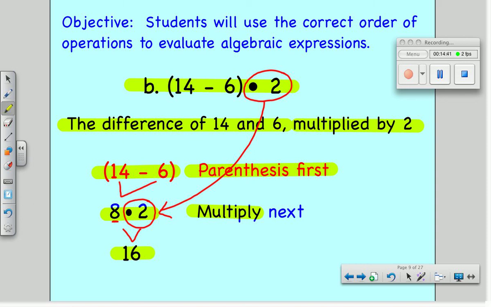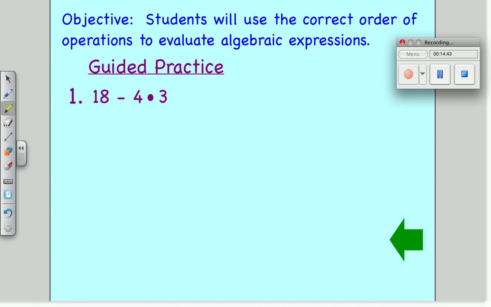So here we are at guided practice. So the first one, the product of 4 and 3 subtracted from 18. So, first, what do you think we do, multiplication or subtraction? Hopefully you said multiplication using the order of operations. So we're going to do this 4 times 3 first.